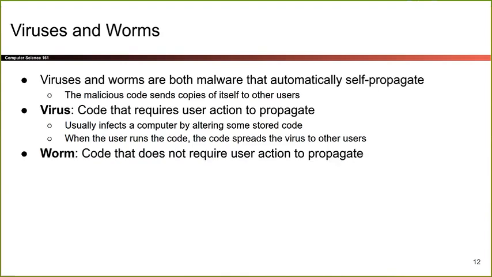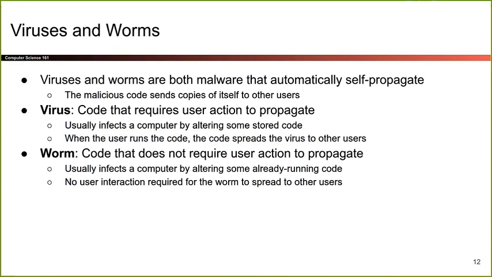And then the worm is malware that doesn't require user action to propagate. With a worm, usually the infection happens on code that's already running, or it injects itself and then executes itself. That way the code for the worm executes immediately, and the user doesn't even have to do anything. The code is already running, and the worm is going to spread itself to other users. So depending on whether your code requires the user to click on a button or execute some program or open a file, it could be a virus or a worm.